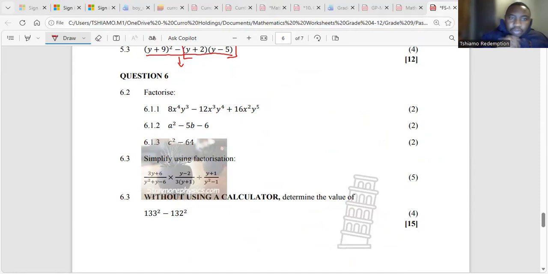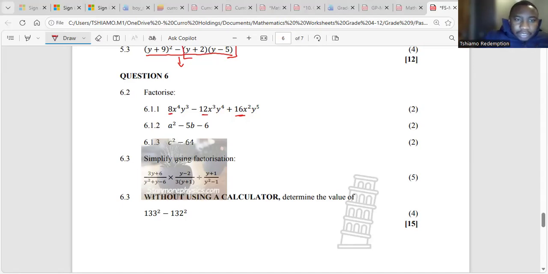Okay, now let's continue. Question 6, factorization. Now remember I uploaded a video just now on factorization. There are 4 rules that you need to know: a common factor first, common bracket, difference of 2 squares or trinomial. So let's look at this one. Get this one first.